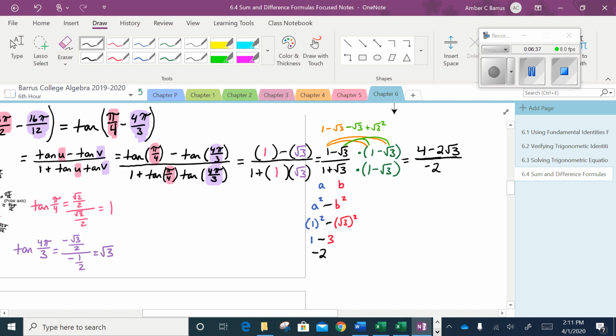Now from here we see that we can simplify this farther because our denominator will go into both of our coefficients. So it will reduce then to negative 2 plus radical 3, and that can't be reduced any further, and so that's going to be our answer. So the exact value of the tangent of negative 13 pi over 12 is negative 2 plus radical 3.